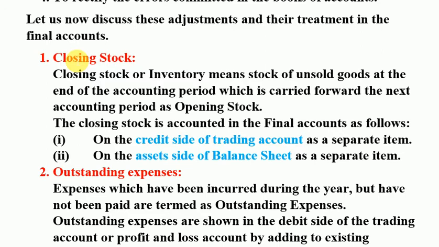The first thing is that on the credit side of the trading account, as a separate item, we will record it, and we will record it on the asset side of the balance sheet as a separate item. So the closing stock will be recorded in your trading account on the credit side, and then on the asset side of the balance sheet. So I hope it is clear to you all.